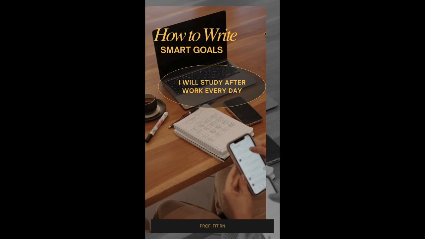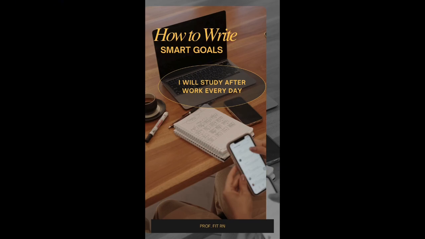Maybe this goal is attainable if you were to say, I will study for at least 30 minutes after work every day. It's only 30 minutes. So then it would be very specific because you're saying how long you will study. And it will also be attainable because it's 30 minutes. It's not leaving anything to the imagination.